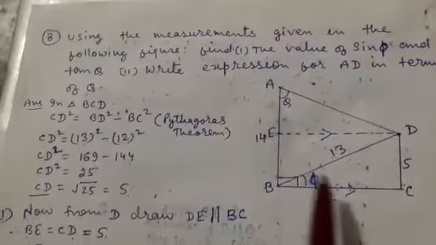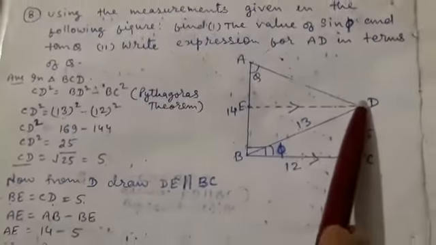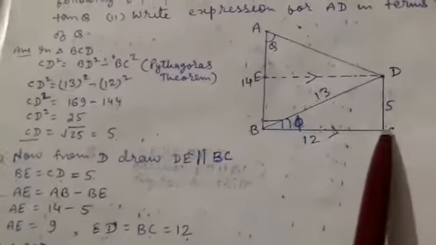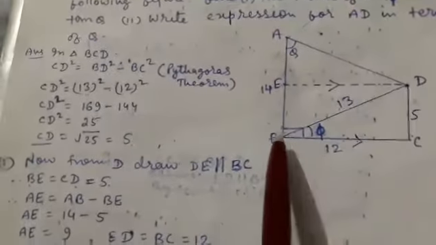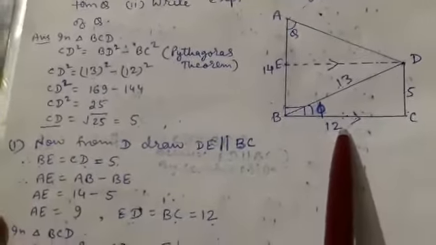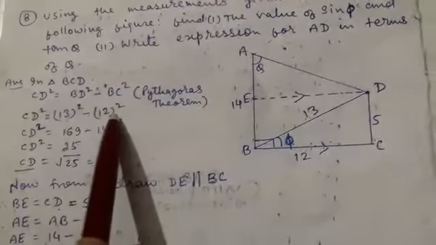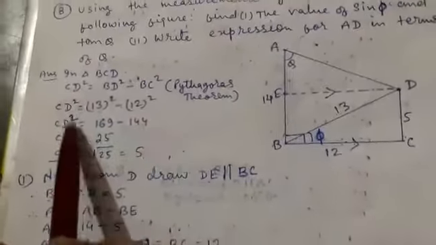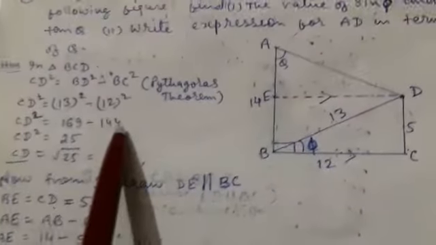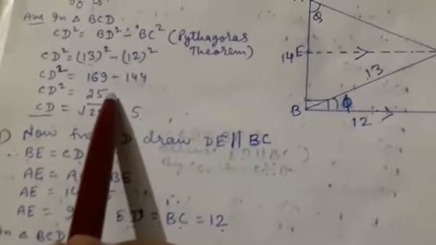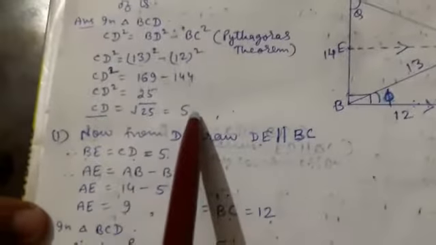So in triangle BCD, let us see, in this triangle, CD square is equal to what? CD square is equal to BD square minus BC square. So CD square is equal to, it is given, 13 square minus 12 square. So CD square is equal to 169 minus 144. So CD square is equal to 25. So therefore CD is equal to root over 25, which is equal to 5.